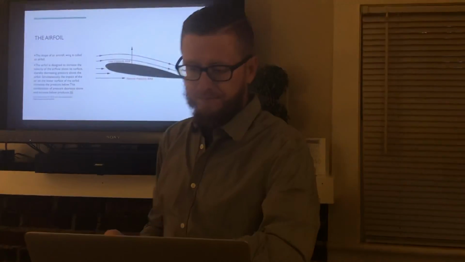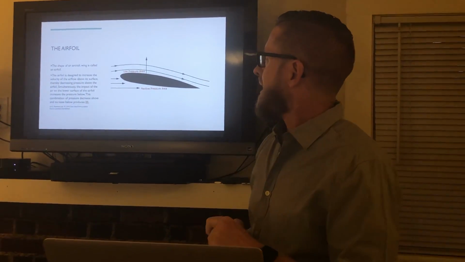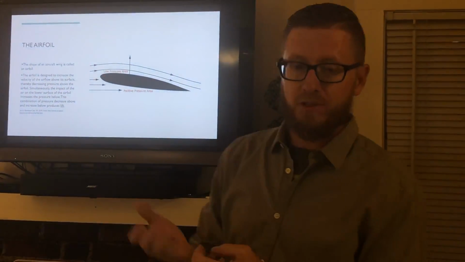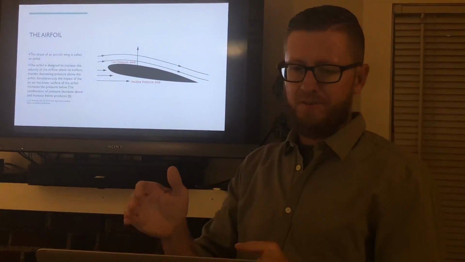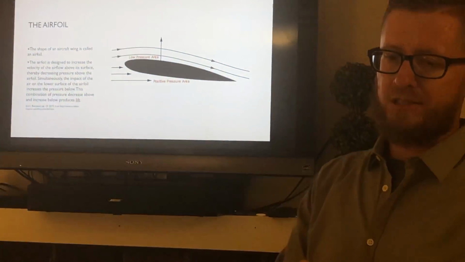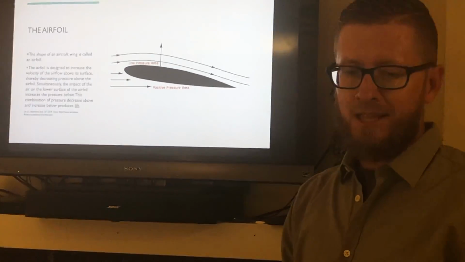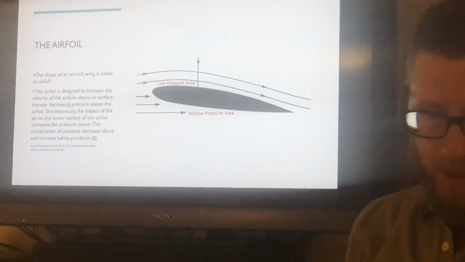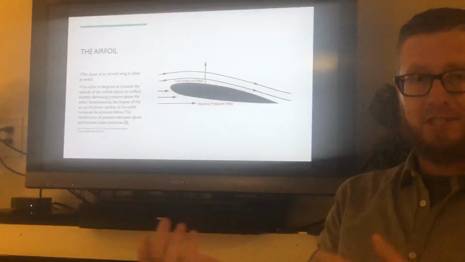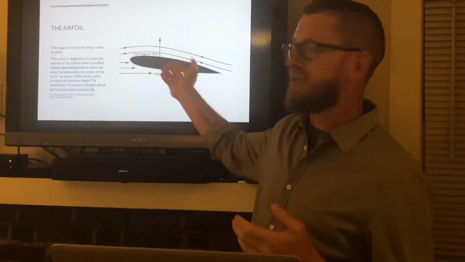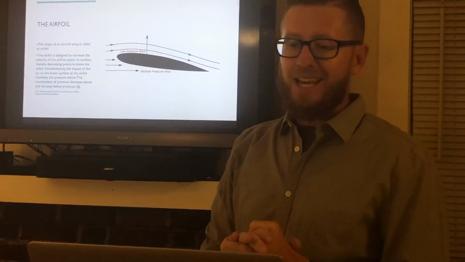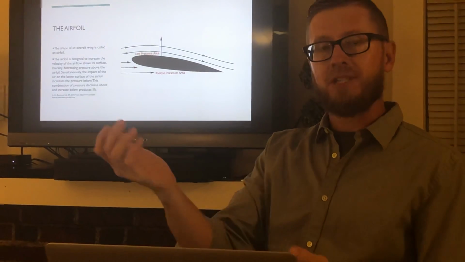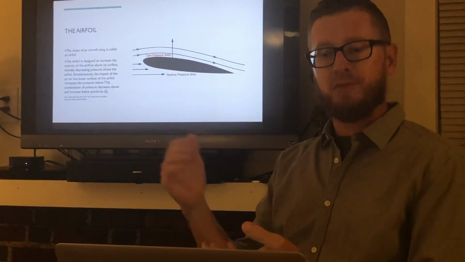This is an image showing an airfoil. Basically, the shape of the aircraft wing is an airfoil. The airfoil is designed to increase the velocity of the airflow above its surface, which makes decreased pressure above the airfoil. And then the impact of the air on the lower surface of the airfoil, right there, increases the pressure below. So you have this positive pressure and then you have a low pressure above, and the combination of the pressure decrease above and increase below produces lift.